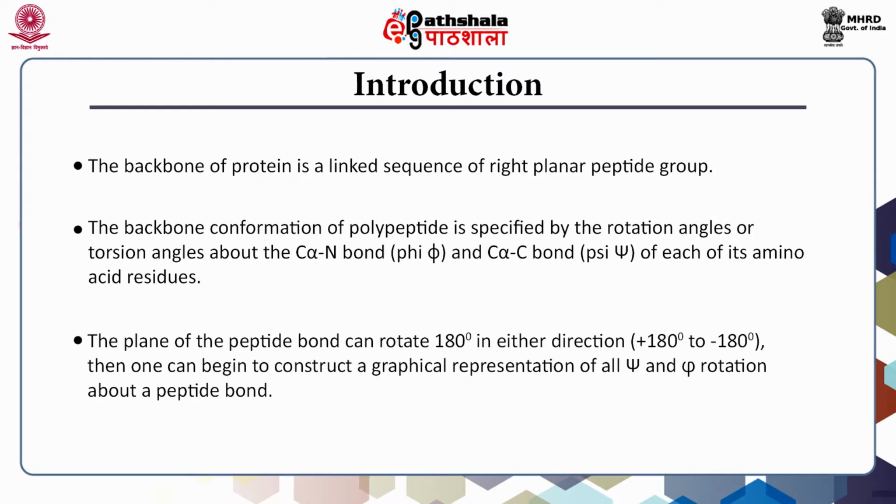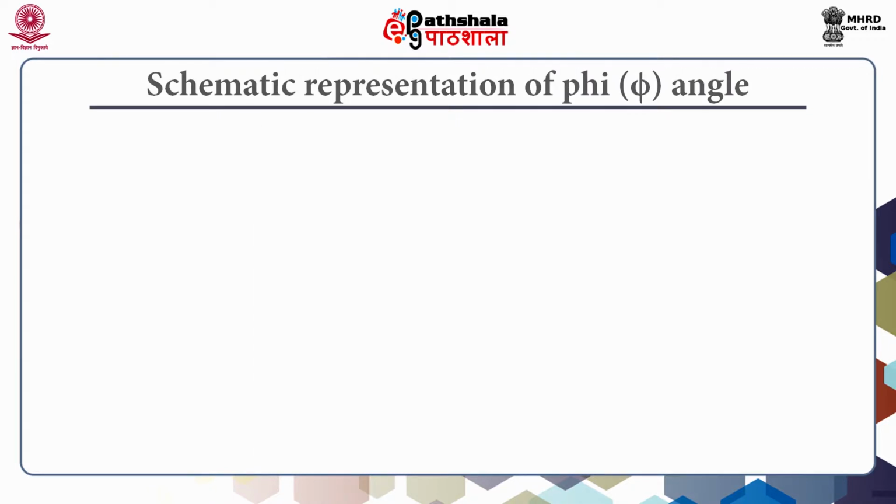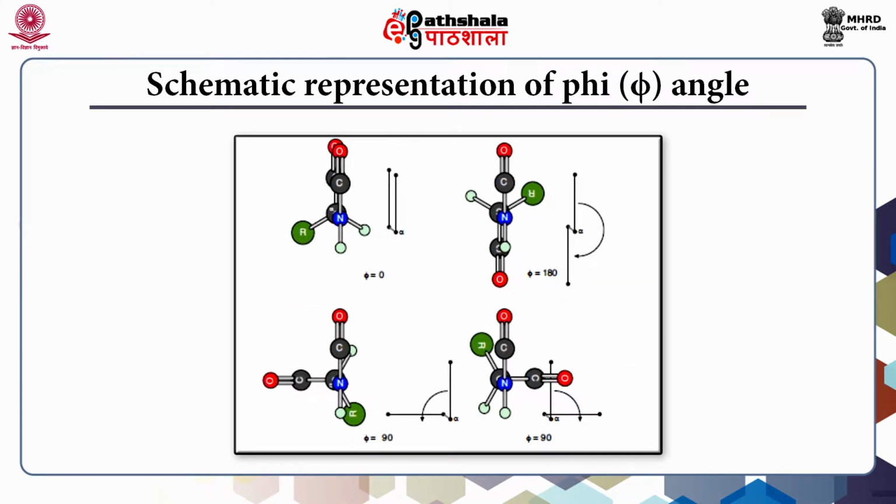In this slide, we have a look at the schematic representation of the various types of psi angles. Psi can take values from 0 to 180 to 90. In the next slide, we look at the various possible schematic representations of the phi angle. Phi can also take values from 0 to 90 to 180.